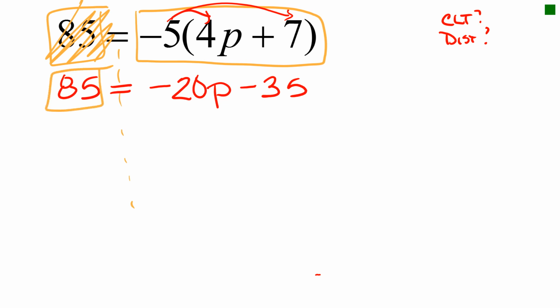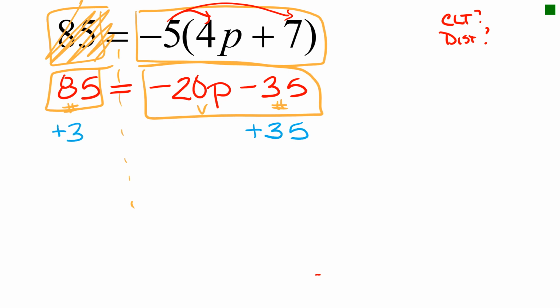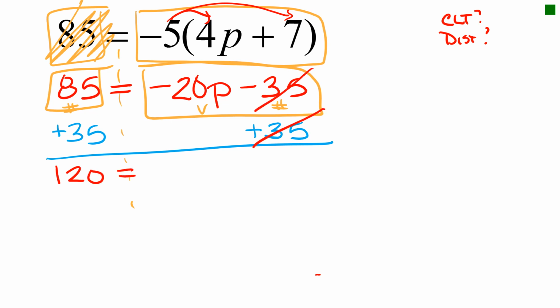Still looking at left side, right side. My right side is my mess. This is a variable term. This is a number term. Over here I have a number. So I'm going to move the number. To move a negative 35, I'm going to add 35. So I'm going to take 85 plus 35, which is 120, equals. My negative 35 and my positive 35 cancel. So I have negative 20p.